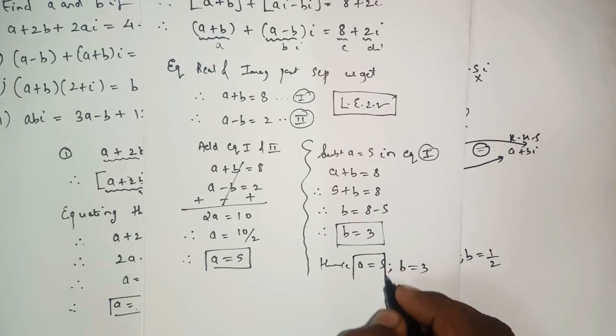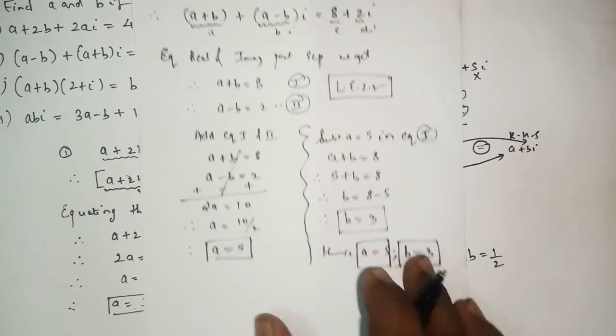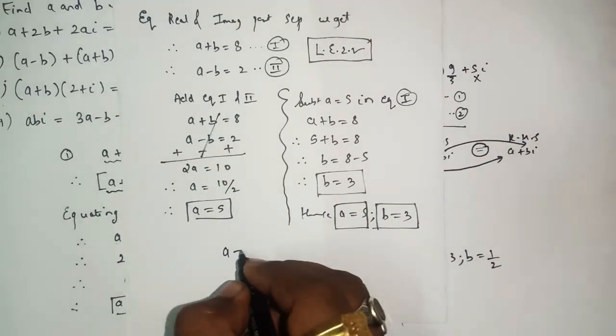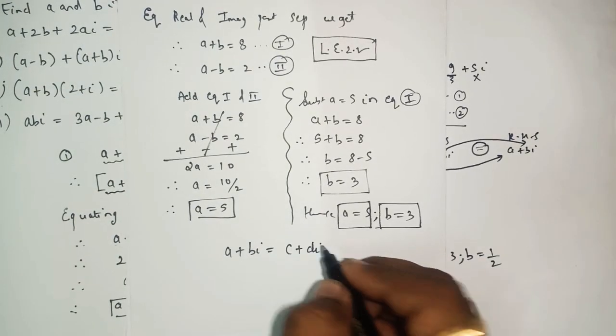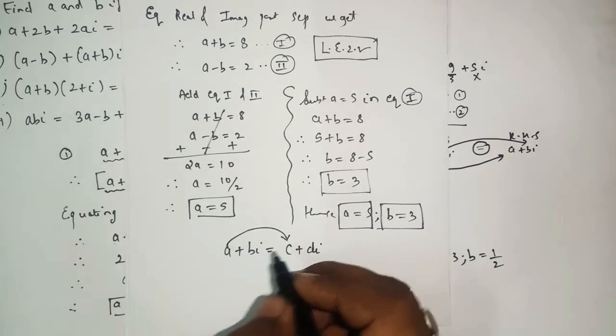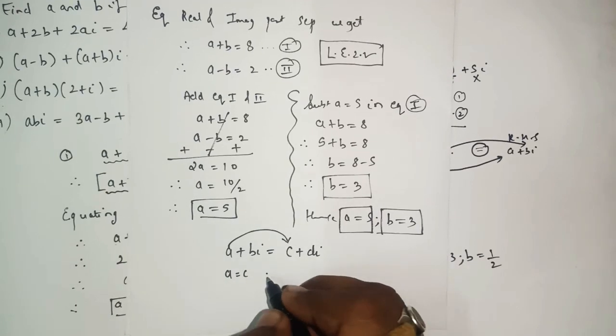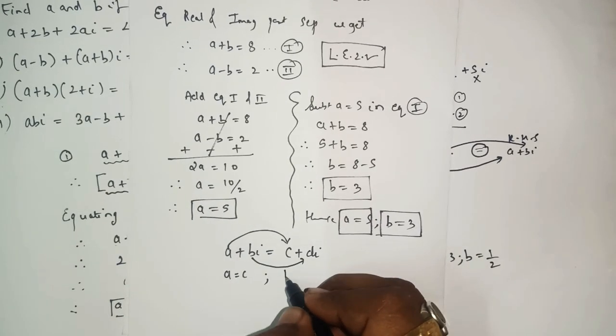So in this way you can find your answer just simply by converting the left hand side as a plus bi and the right hand side as c plus di. Compare the real part and compare the imaginary part.